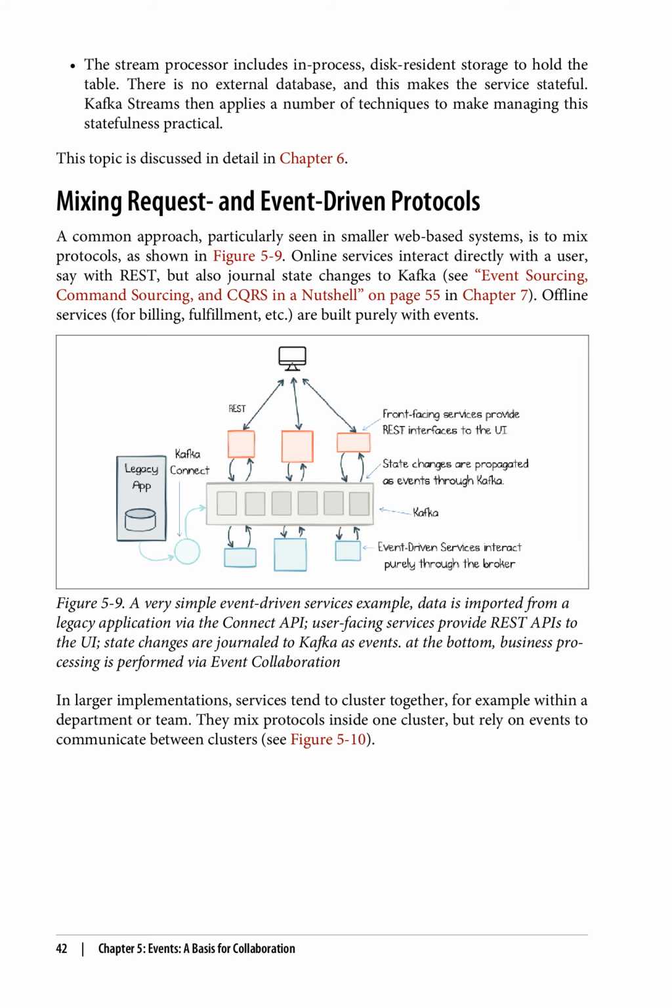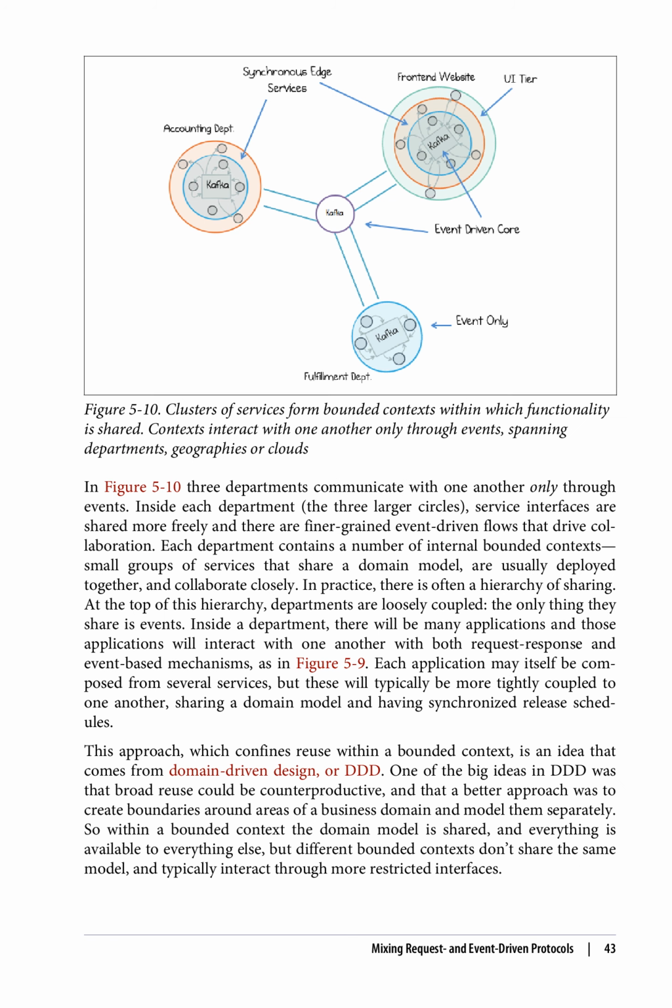In larger implementations, services tend to cluster together, for example within a department or team. They mix protocols inside one cluster, but rely on events to communicate between clusters. See Figure 5.10. In Figure 5.10, three departments communicate with one another only through events. Inside each department, the three larger circles, service interfaces are shared more freely and there are finer-grained event-driven flows that drive collaboration. Each department contains a number of internal bounded contexts, small groups of services that share a domain model, are usually deployed together, and collaborate closely.